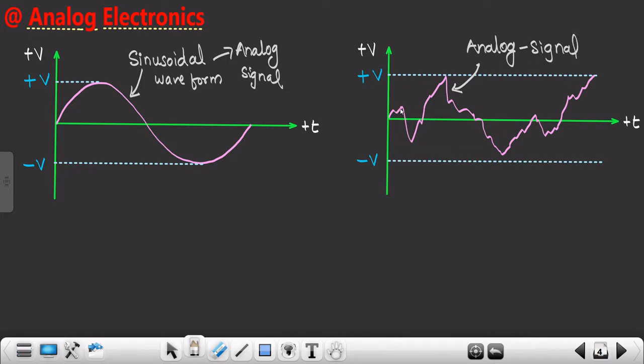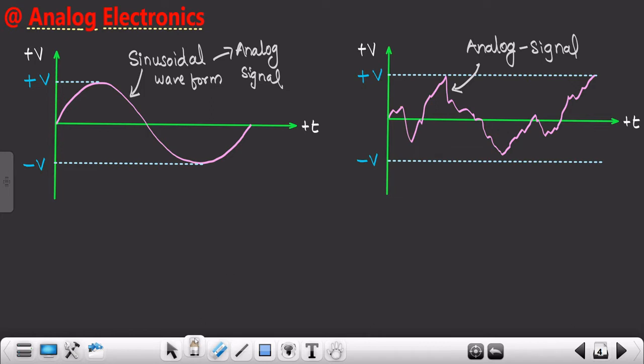Because as such it does not have any traditional curve. As you can see, this is a traditional curve for a sinusoidal waveform or analog signal. So a sinusoidal signal can be an analog signal, but an analog signal can never be a traditional waveform, I mean this particular signal. You can also take an example of a cosine waveform. Again, a cosine waveform is a part of analog signal. I hope you got this particular point.